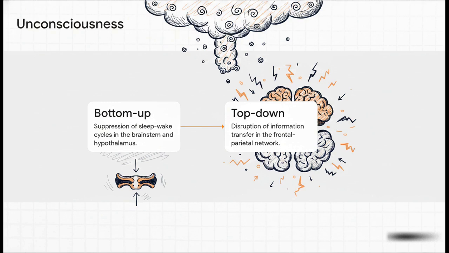While the exact nature of human consciousness is still one of science's greatest mysteries, researchers believe these gases wage a sort of dual attack. The bottom-up theory suggests they completely suppress the fundamental sleep-wake arousal centers deep in the brainstem. At the exact same time, the top-down theory suggests they disrupt the transfer of information across the frontal parietal network in the cortex. So the brain simply stops communicating with itself.